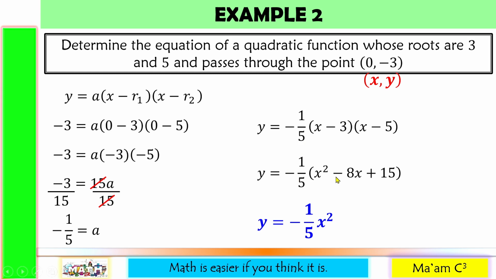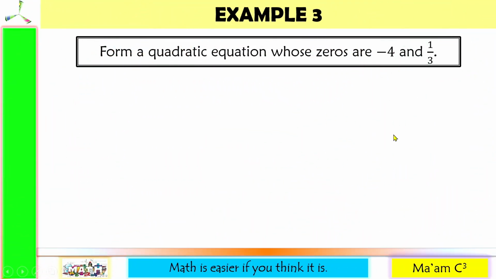Negative times negative is positive, so it will be 8 over 5 of x. Negative times positive is negative, and 15 divided by 5 is 3, so this will be minus 3. This is now the equation of the quadratic function whose roots are 3 and 5 and passes through the point 0, negative 3. Another example, my x values now are negative 4 and 1/3.